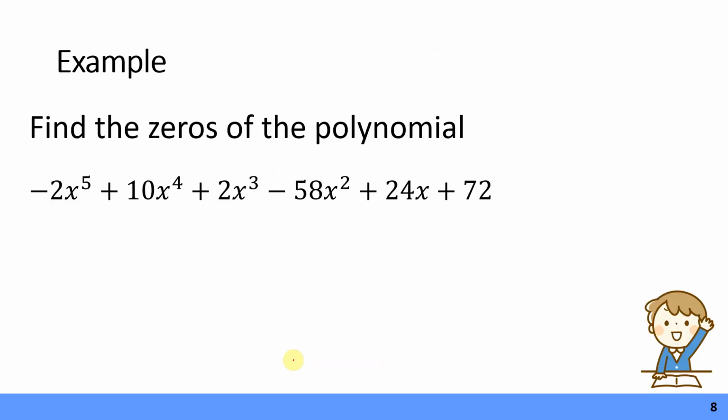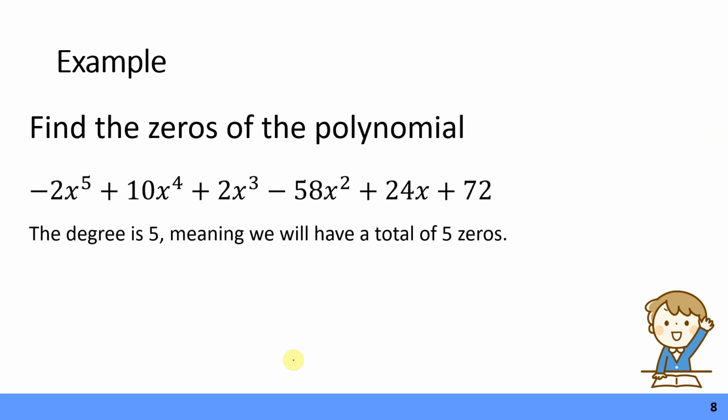Here we have a polynomial. The first thing I want you to do, again, I know it says to graph, but before we do that, what is the degree of this problem? Okay, the degree is the highest exponent. So the degree of this problem is 5, meaning that we will have a total of 5 zeros. So we are not done with this problem until we have a total of 5 answers. So step number 1 is graph this. So you could use your graphing calculator.